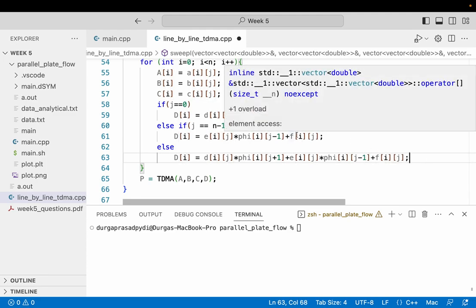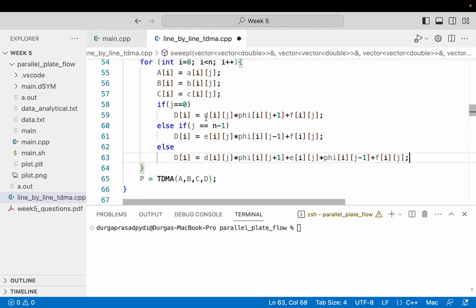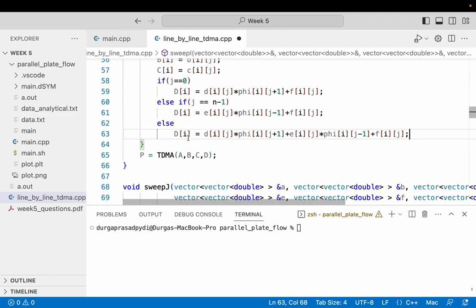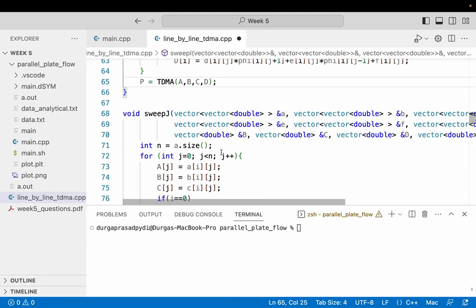For the boundaries, you need to appropriately remove, delete the terms. Essentially, the coefficients will be 0 for the boundary terms. Say for the north boundary, you will have the J minus 1 coefficient to be 0, and for the south boundary, you will have the J plus 1 coefficient to be 0. Once you get all these coefficients, you then send them as the normal ABCD to the TDMA so that it will solve.